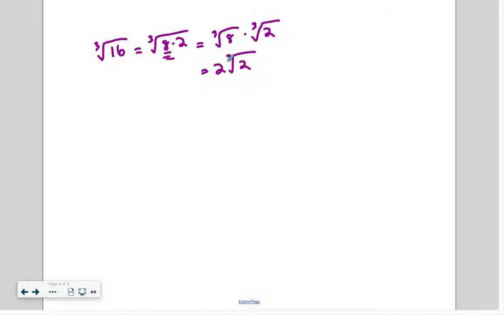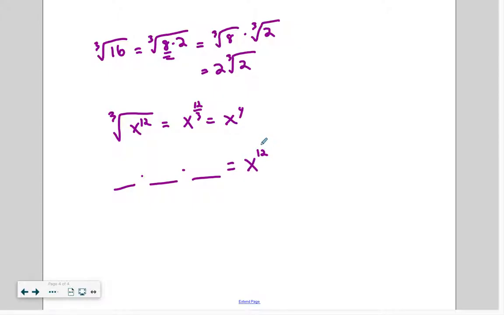Same process. And then with numbers, again, if you just have like the cube root of x to the 12th, you can use that power rule. 12 is divisible by 3, so you can say that's just x to the 12 divided by 3, x to the 4th. What number multiplied 3 times is equal to x to the 12th? Does that make sense? The answer is x to the 4th. 4 plus 4 plus 4 is 12. So you really don't even need to do this step right here. The step above is preferred.